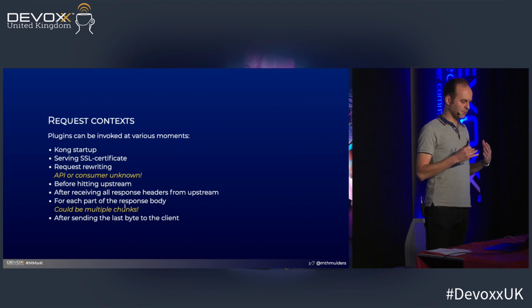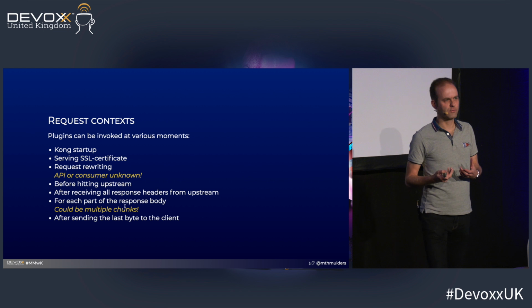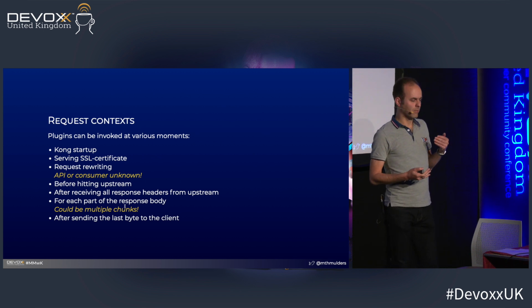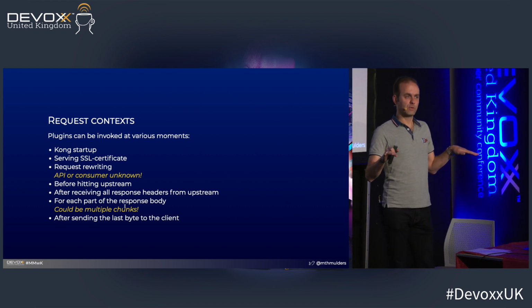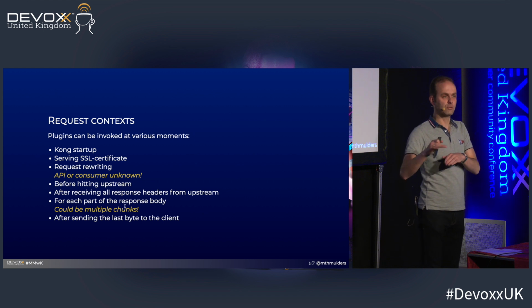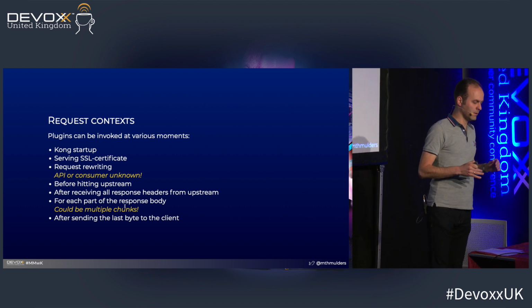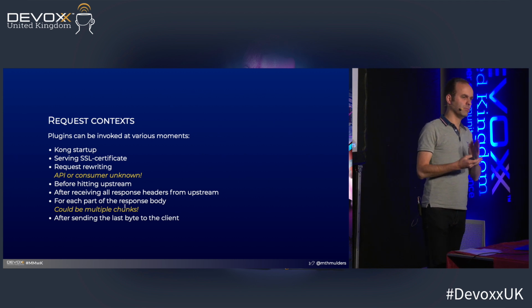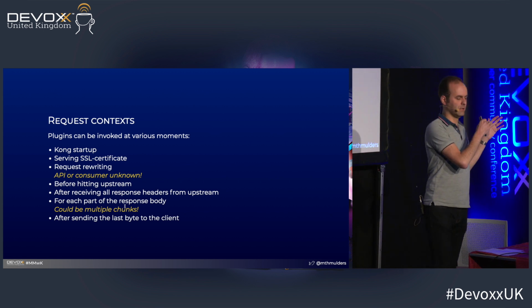And those request contexts, there are a few of them, and they allow you to intercept various phases within Kong's lifecycle and within Kong's request lifecycle. For example, you can hook into the moment where Kong starts up, when Kong will serve its TLS certificate, when request routing is being done. Until that moment, Kong doesn't know yet which API is going to be invoked or what the consumer is. It's just unknown as of that moment. From then on, you have access to the API definition that you are going to invoke, as well as the identified consumer. And then you can intercept the moment that upstream is being sent the HTTP request, or when upstream sends back its response headers.